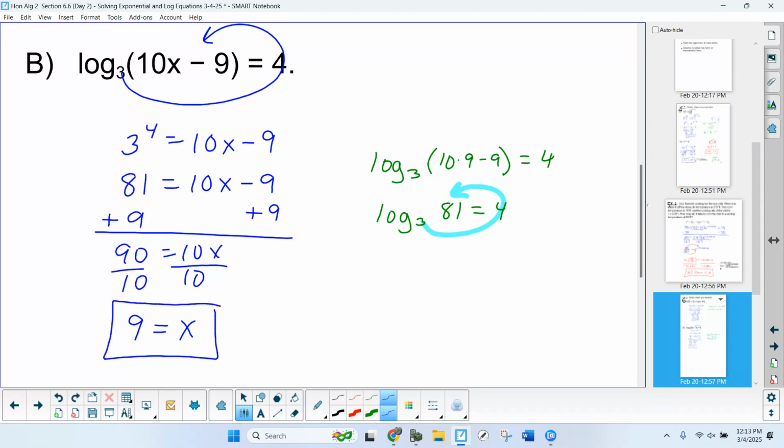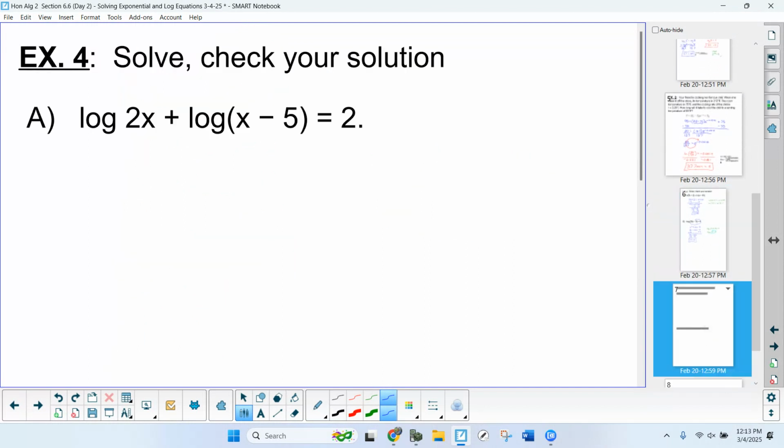So far, how are you guys feeling? You guys said you felt pretty good. Are you feeling okay? Yes. All right. Here's the new part. The last 2 problems.